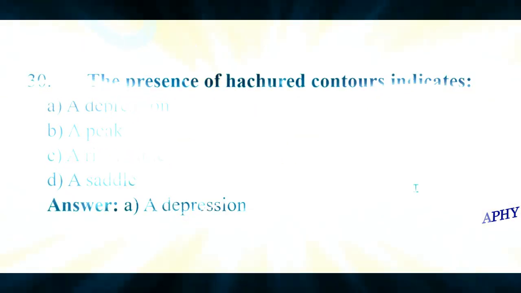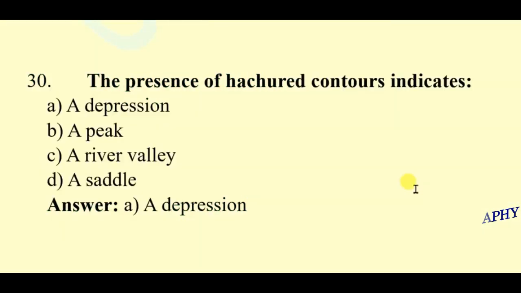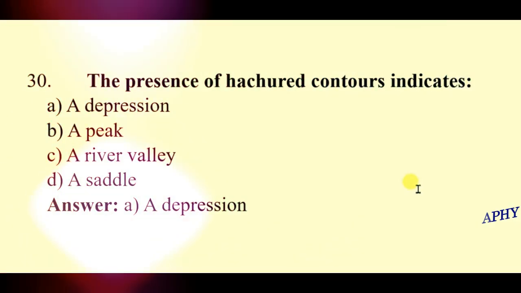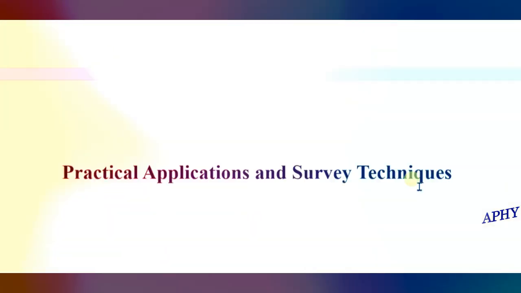Question 30. The presence of hachure contours indicates a depression, a peak, a river valley, a saddle. Here the right answer will be a depression.